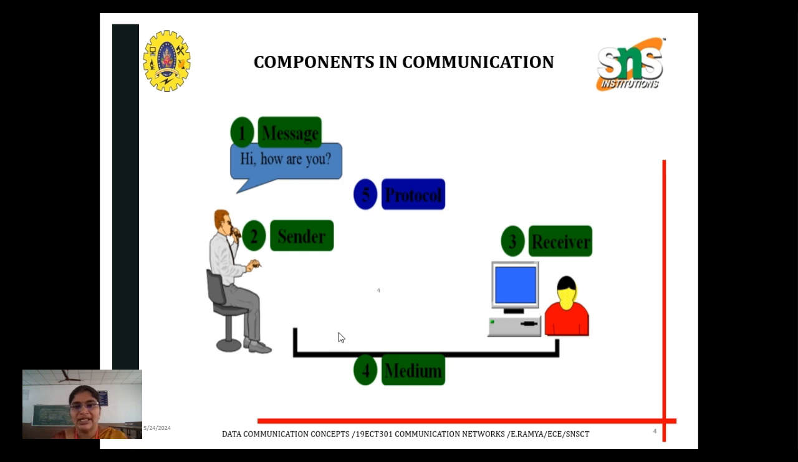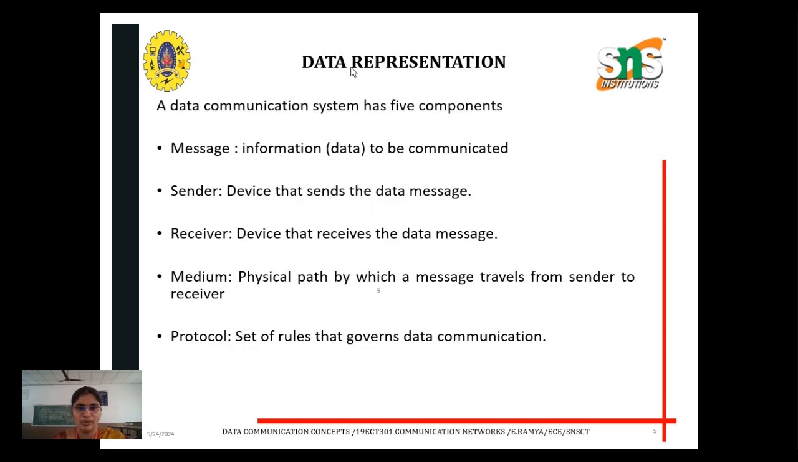What are the components in data communication? Message, sender, receiver, medium, and protocol. These are the important components in data communication. How is data represented? A data communication system has five components. The first is the message. What is meant by message? Message is nothing but information, or we can call it data. Information to be communicated is called a message.